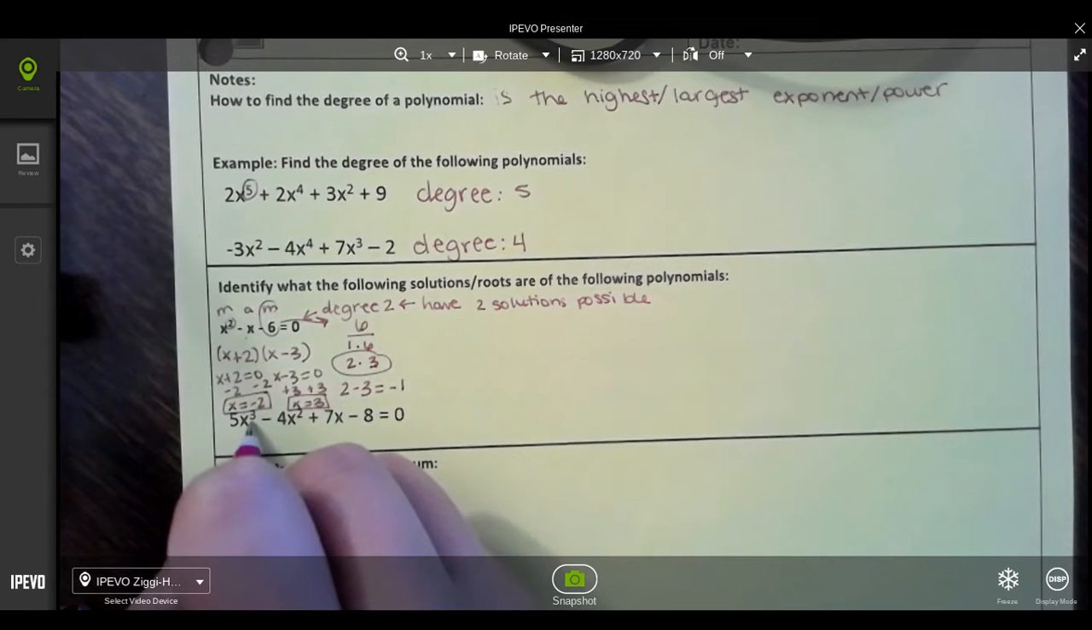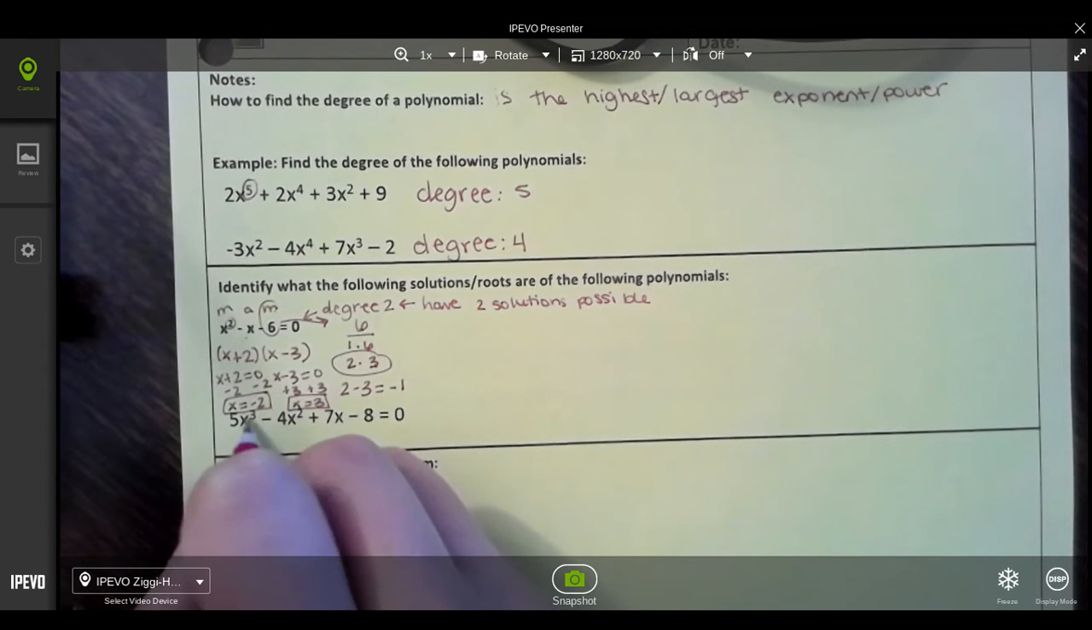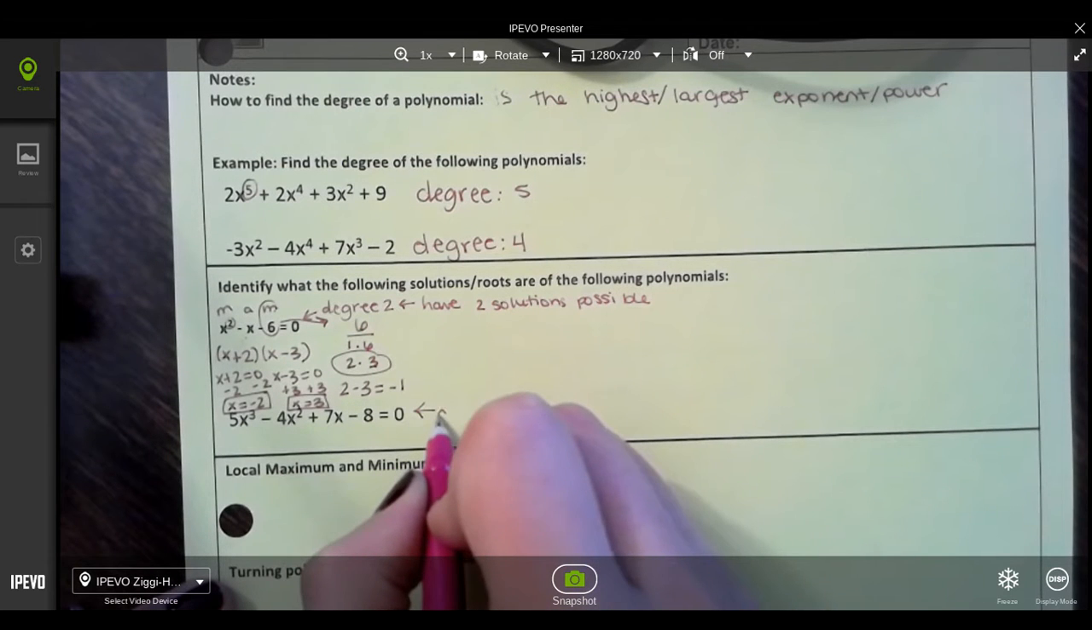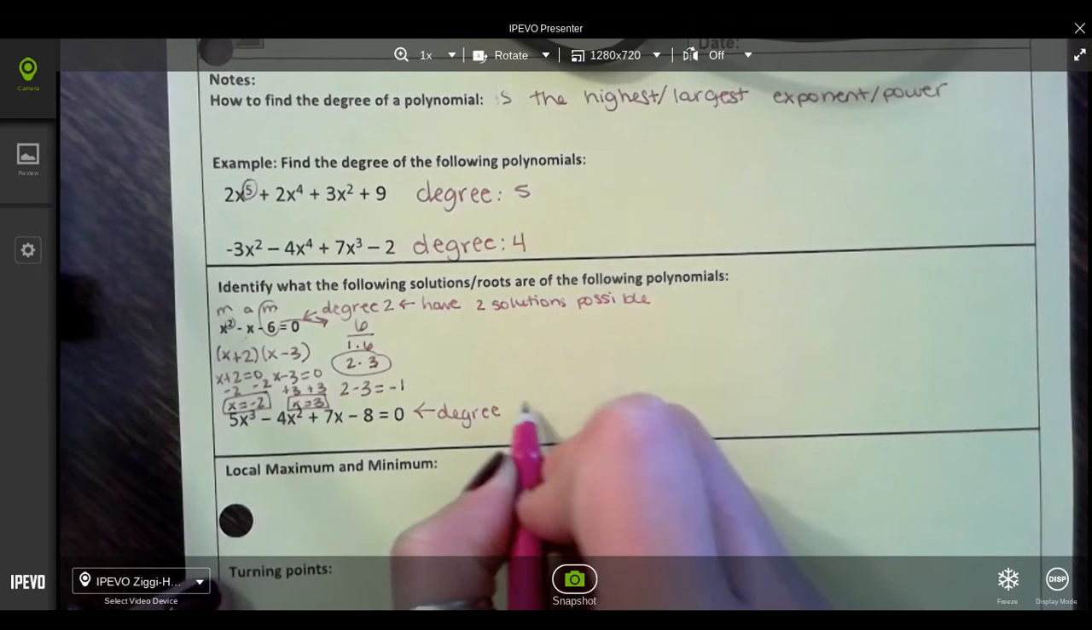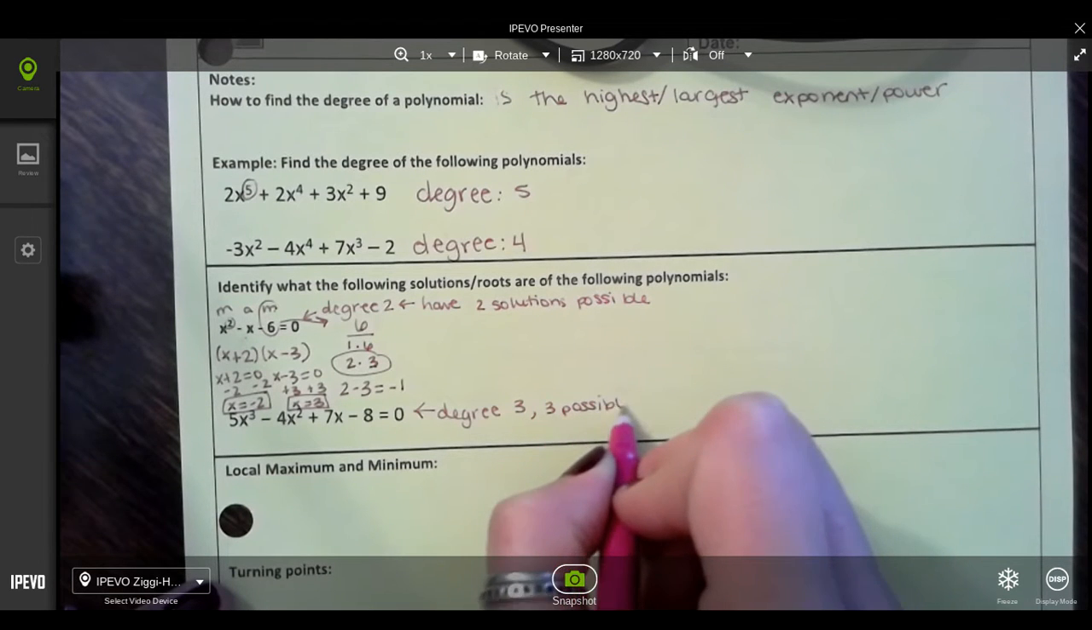With this one, we don't know how to factor it quite yet. But I know that I have a maximum degree of 3. I also have a 2 exponent here, but my degree is 3 because that's my highest. So this is a degree 3, which means I have 3 possible solutions.